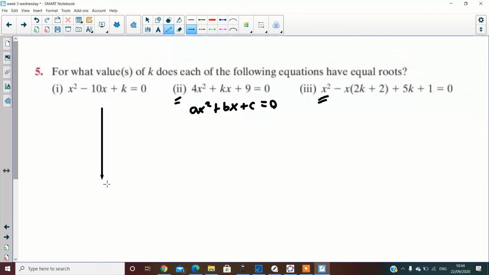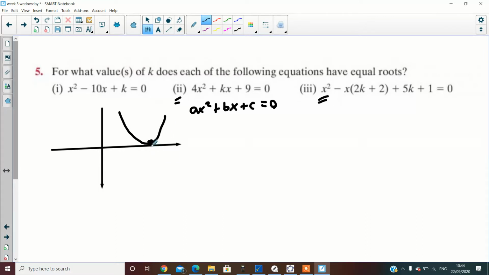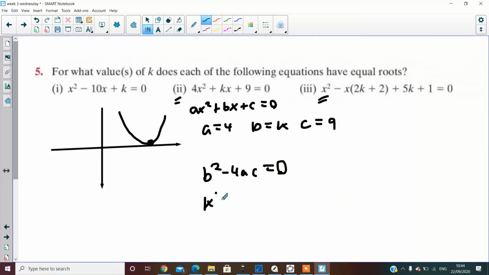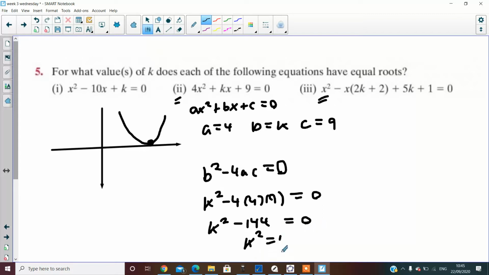Has equal roots. When you have equal roots, it means your graph only touches the axis once. Okay? When it states that it has equal roots, it means that b squared minus 4ac has to equal 0. Everybody cool with that? What's our a value? 4, our b value? Okay, our c value? 9. This means k squared minus 4 times 4 times 9 is 0. K squared is 16 times 9, which is 144. Please check that. K squared equals 144.